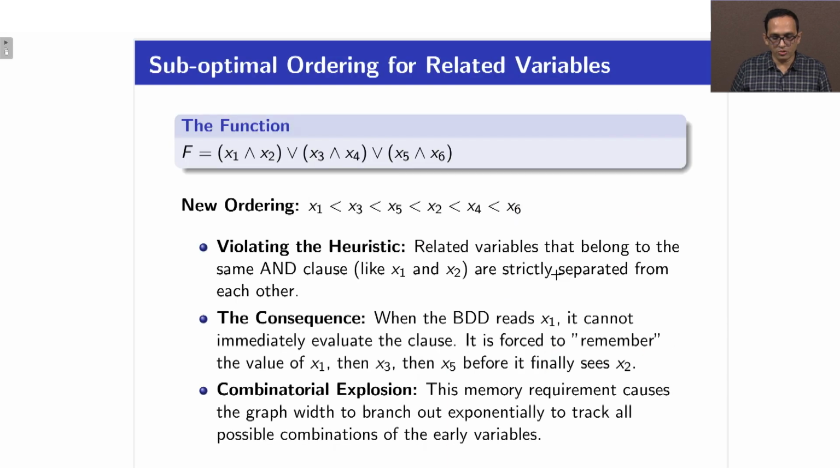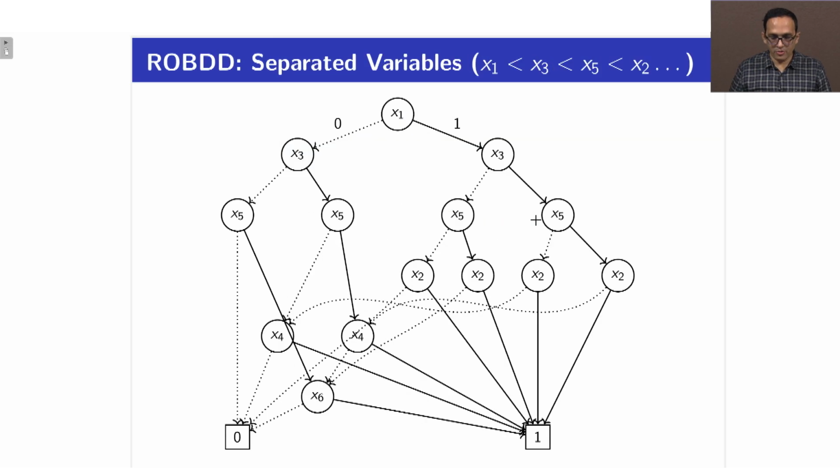Now I will show the BDD corresponding to the order x1, x3, x5, followed by x2, x4, x6. If you construct this, you will get this BDD. Again I am not showing the detail of the computation. How many nodes are there? 1, 2, 3, ... 14 nodes. Earlier I had 6 nodes. So this is exploding. And why is it happening?